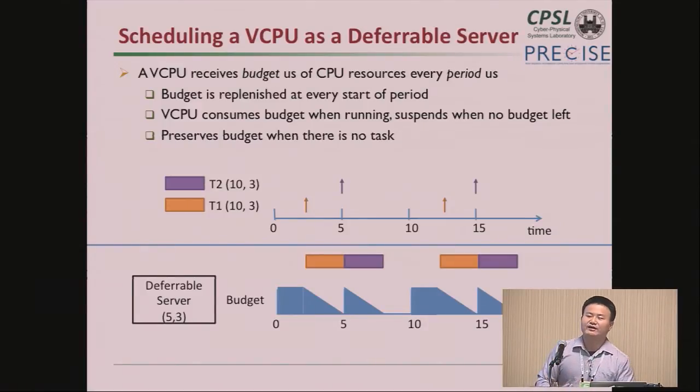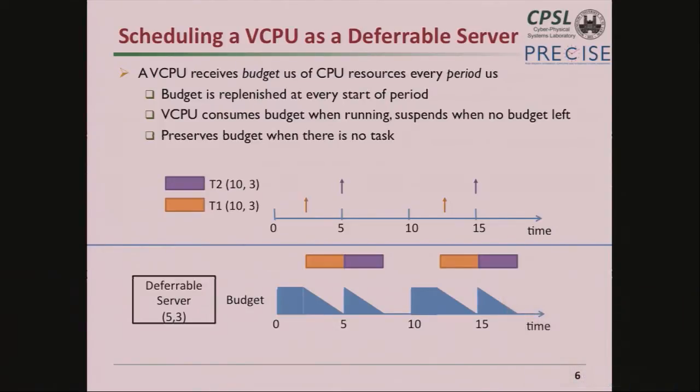Different servers differ in how they deal with the case when you still have budget and you are the highest priority, but you have no task to run. In this example, the deferrable server here, the upper part shows there are 2 real-time tasks, while the lower graph shows the deferrable server budget consumption. The x-axis is the time, and you can see from time 0 to time 2, when this server is the highest priority but has no task, it would preserve its budget until the task arrives and then start consuming it and running. This is work conserving because in this time period, a lower priority server can occupy the CPU resources.